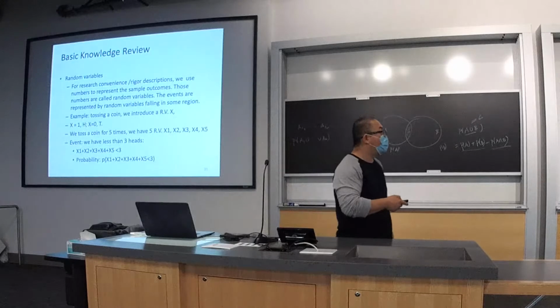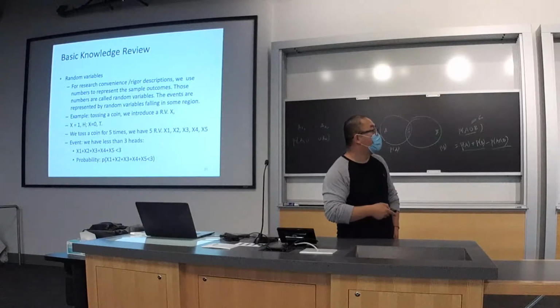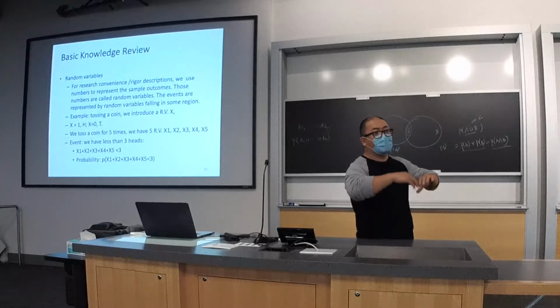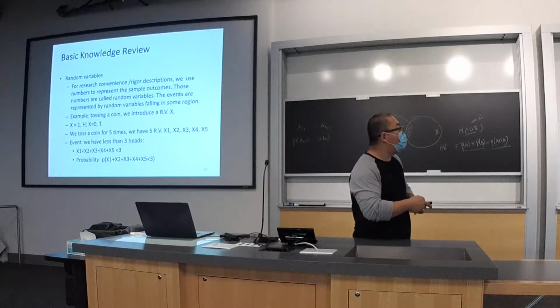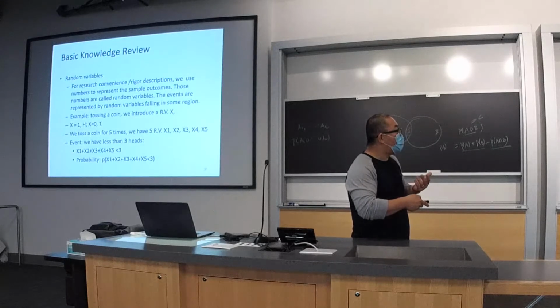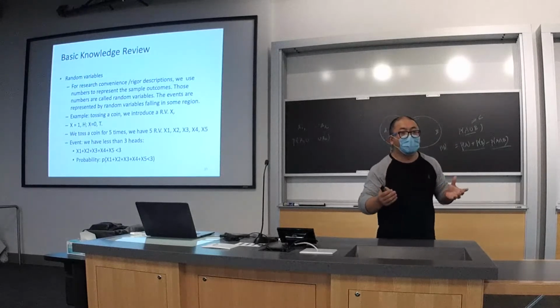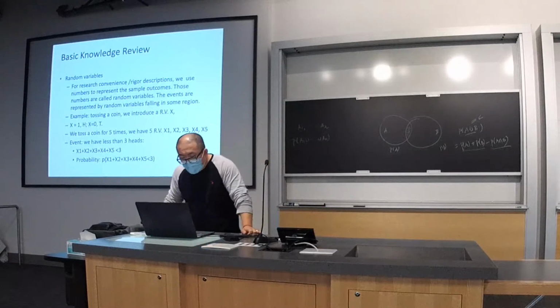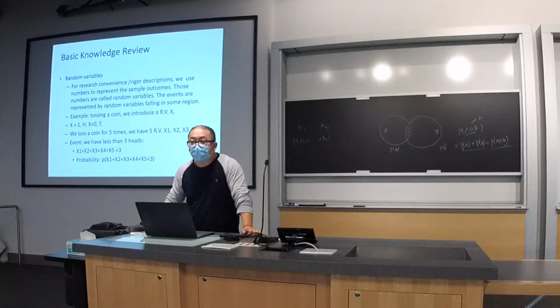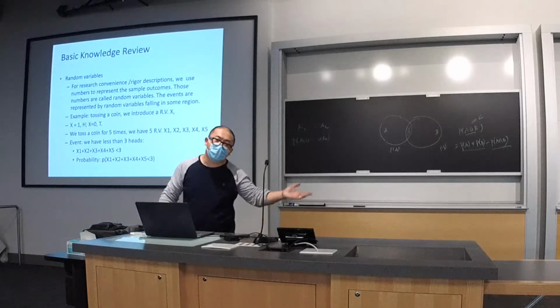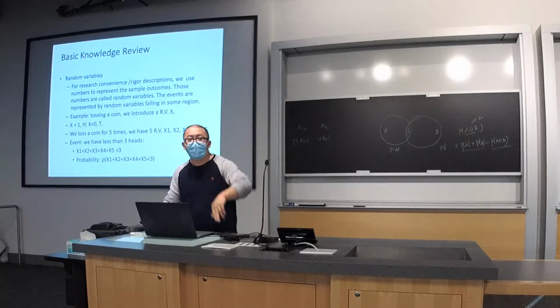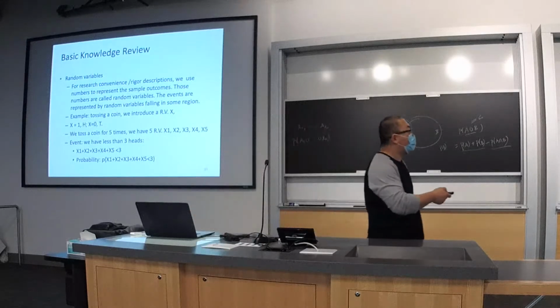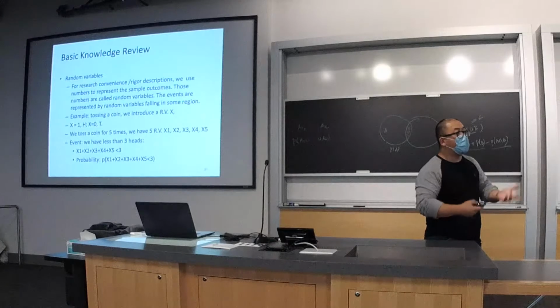So people therefore define the so-called random variables. We use numbers to represent the sample outcomes, namely heads or tails, and we call those numbers random variables. Then we represent events by random variables falling in some regions. This is a very intuitive explanation of random variables. If you get a chance to look at measure-theory-based probability, a random variable is essentially a mapping from the sample space, the outcomes, to the real value space. But anyway, we can roughly understand random variables in that way.